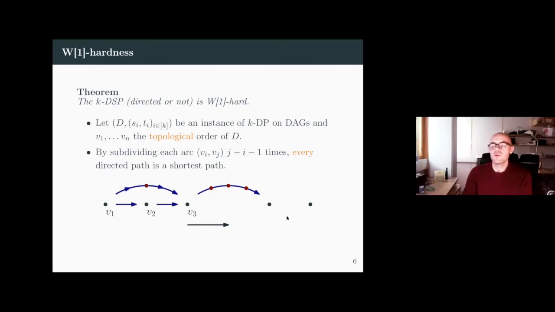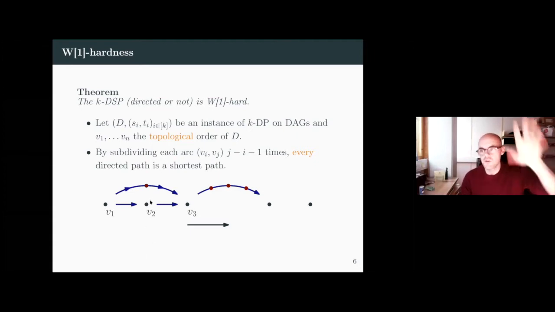And so what happens when you do this? You have a new digraph with n square vertices, that's okay. And now every path from v_i to v_j has length j minus i. So every path has the same length, so every path is a shortest path. For example, between v1 and v3, you have 2 paths basically. This one has length 2, and this one also has length 2. So every path is a shortest path. So if you can solve disjoint shortest paths in it, then you can solve disjoint paths in the original problem. So this is for the directed case.